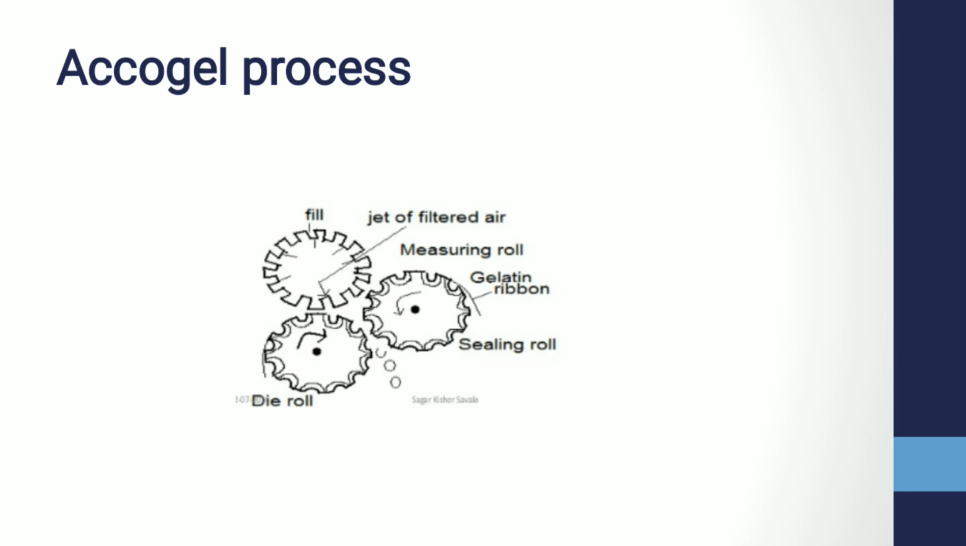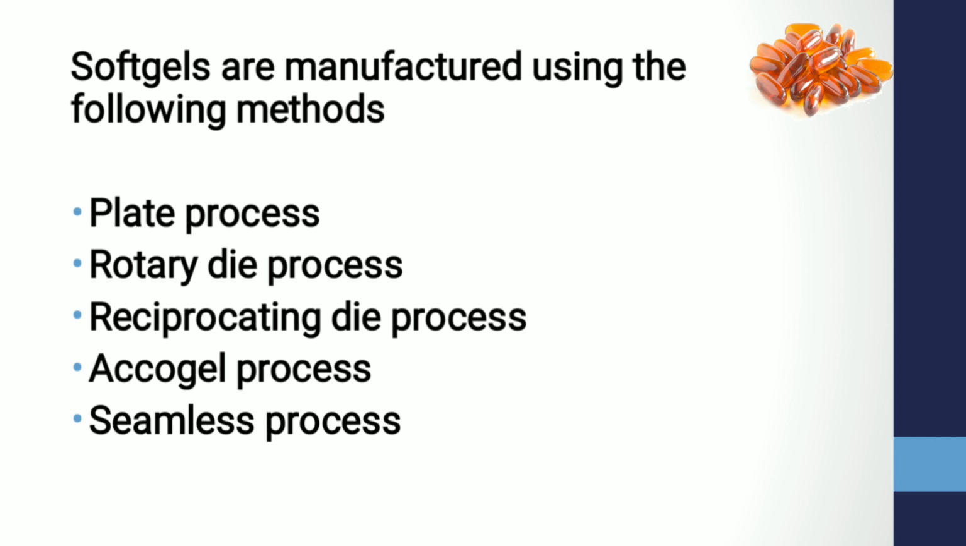You can see here the measuring roll rotates directly over the die roll, and the pockets in the two rolls are aligned with each other. The powder or granular fill material is held in the pockets of the measuring roll under vacuum. Then a plasticized gelatin sheet is drawn into the die pockets of the die roll under vacuum. As the measuring roll and the die roll rotate, the measured doses are transferred to the gelatin-lined pockets of the die roll. Then the next method employed is the seamless process.